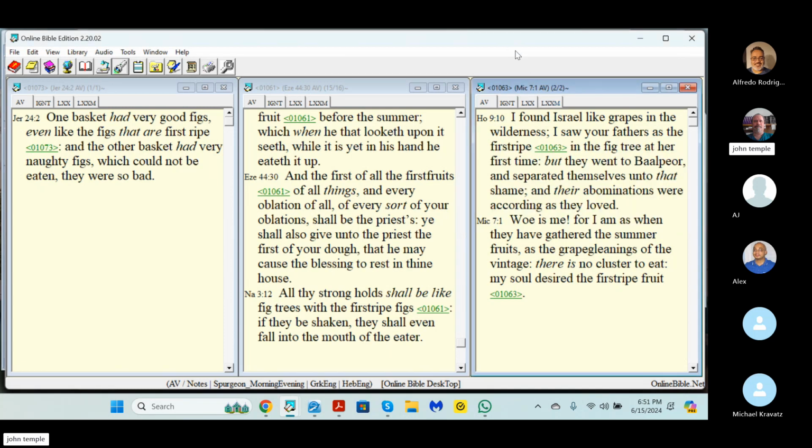And Hosea 9:10, I found Israel like grapes in the wilderness, which is good. I saw your fathers as the first ripe in the fig tree at her first time. That's great. But they went to Baal Peor and separated themselves unto shame, and their abominations were according as they loved. And in Micah 7:1, woe is me, for I am as when they have gathered the summer fruits, as the grape gleanings of the vintage. There is no cluster to eat. My soul desireth the first ripe fruit.